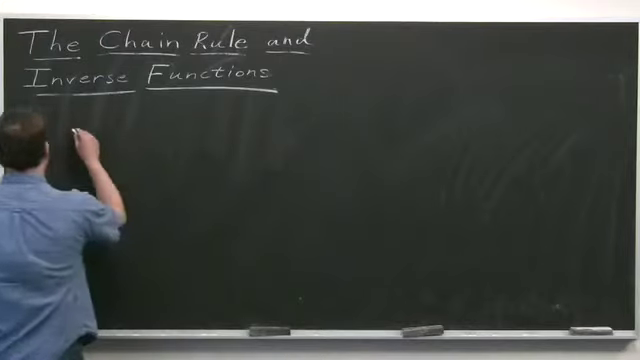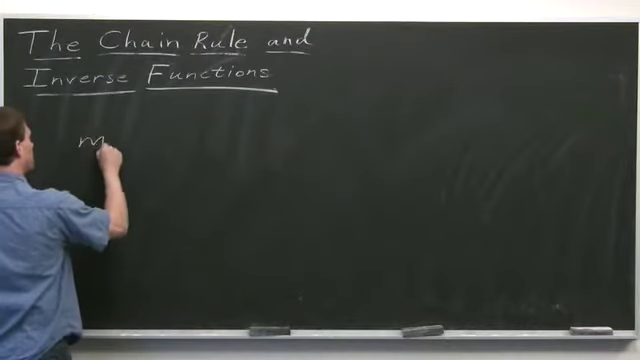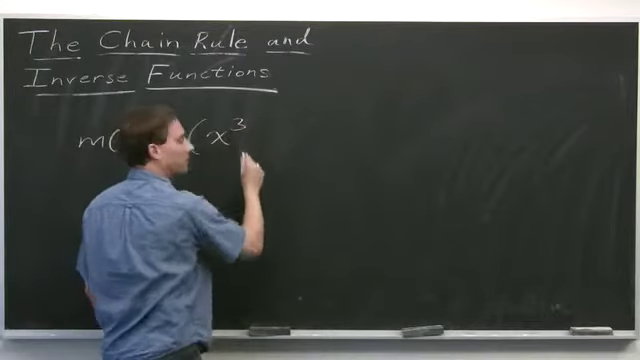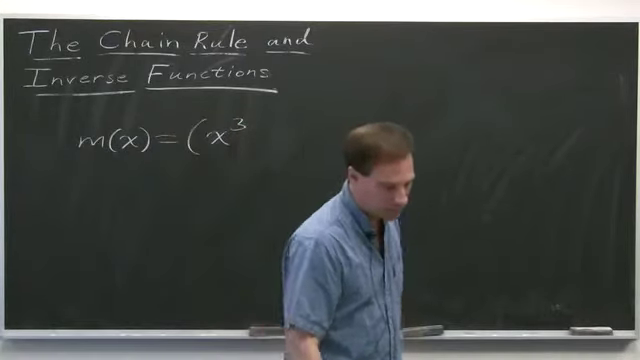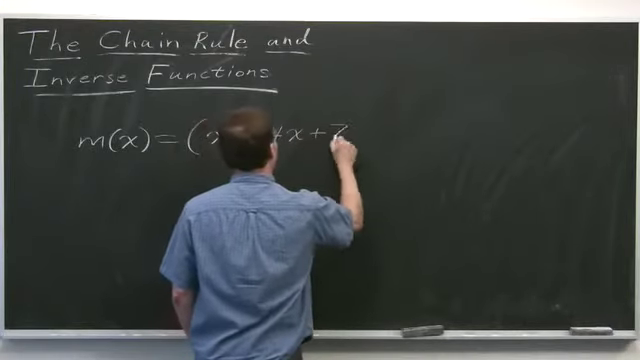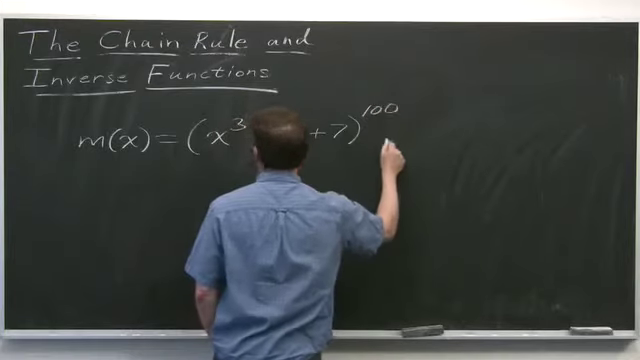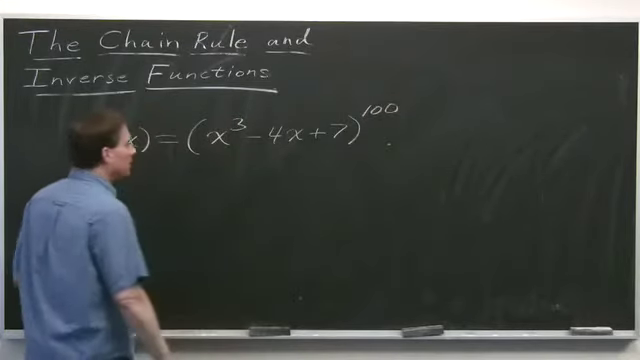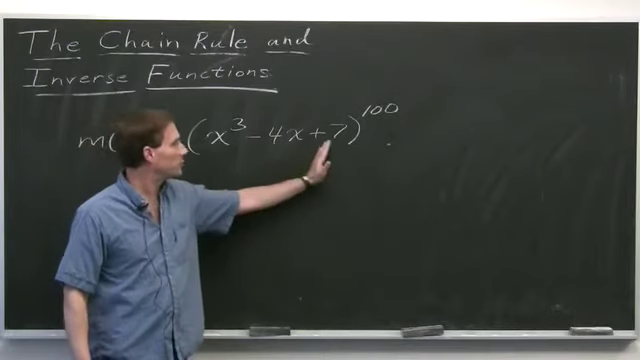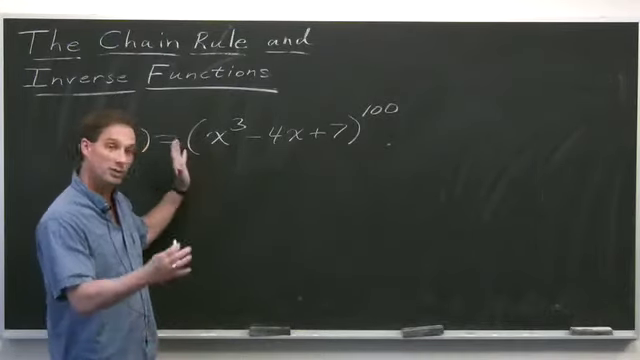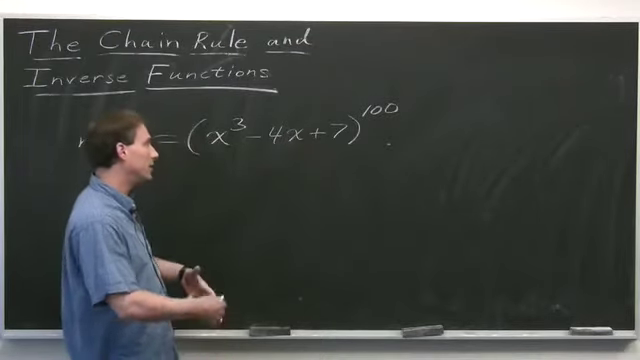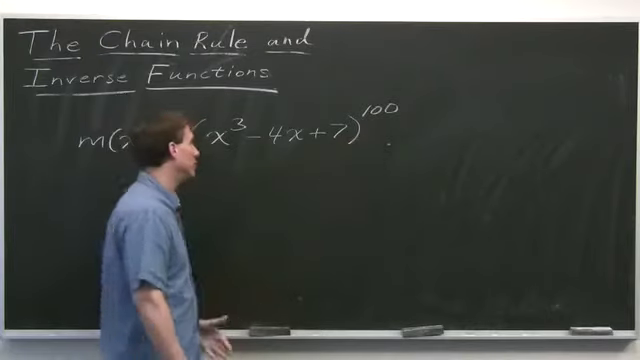So suppose we have some function m of x that's x cubed, and I guess if I want to match exactly what's in the book, minus 4x plus 7, to the 100th power. Suppose I have this function. You do this polynomial function to x first. It's in the parentheses. So you cube x, you subtract 4x, you add 7. And then you take the result of that and you raise it to the 100th power.